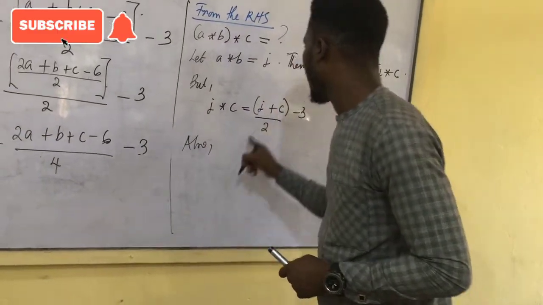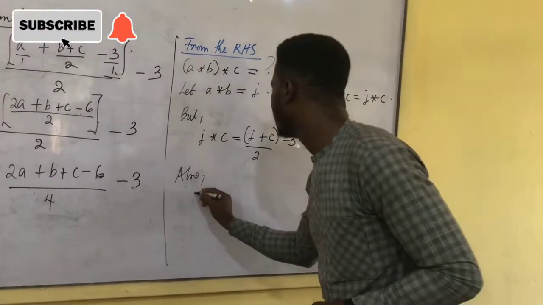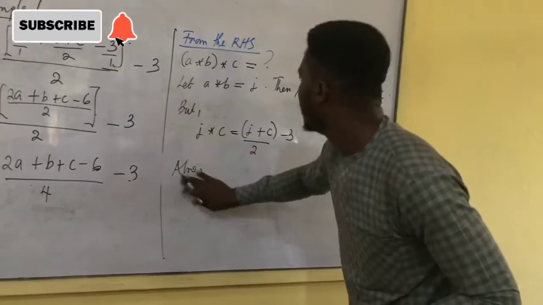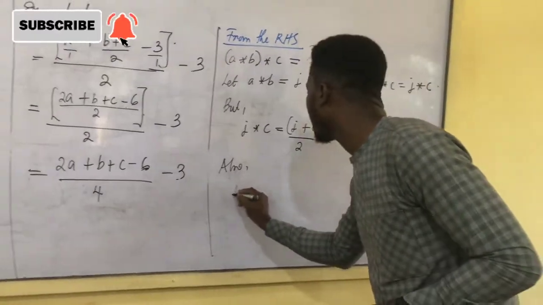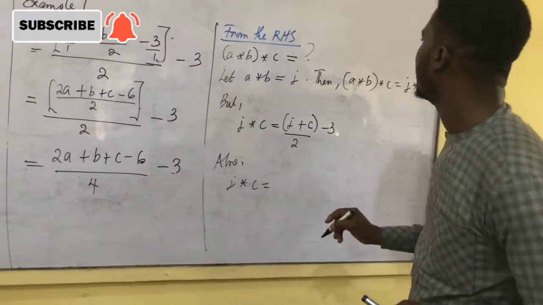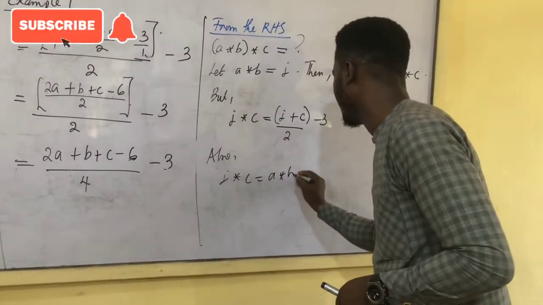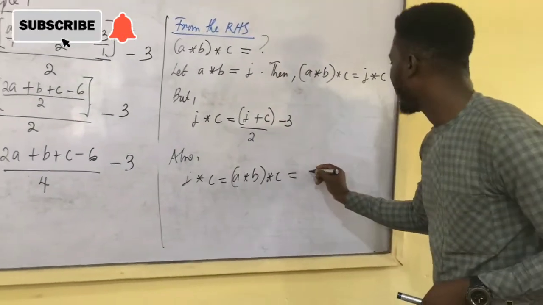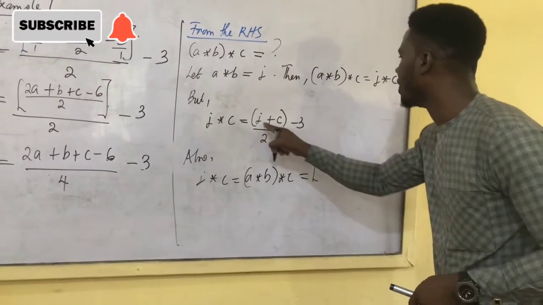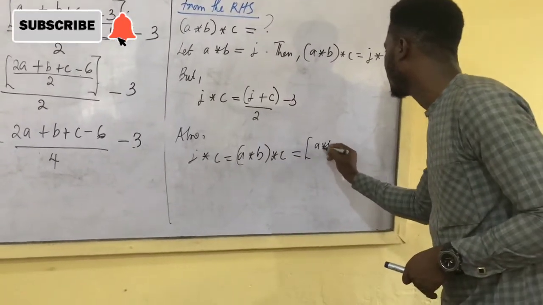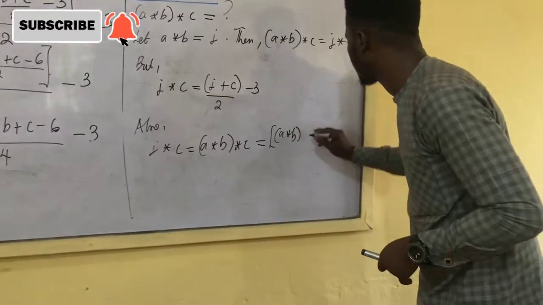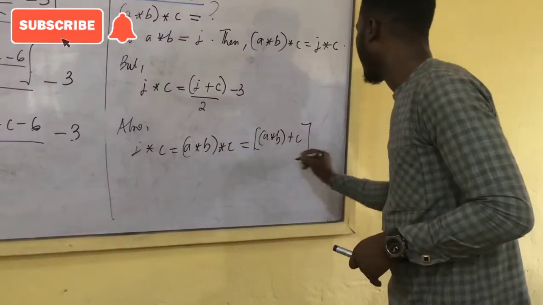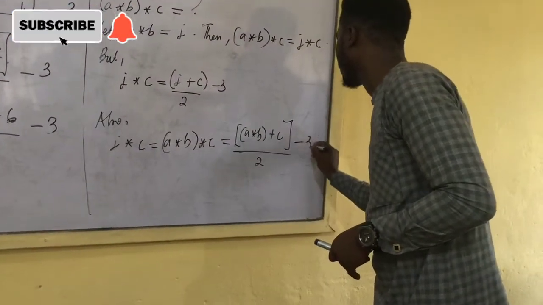Also, having gotten this result for J * C, so this is J * C. If you now bring J * C, which is equal to the same thing as (A * B) * C, if you bring that out, you will now have this. What is J? J is A * B. So I'm going to bring A * B here plus C. So I'm using A * B to represent J now. And all this over 2 minus 3.